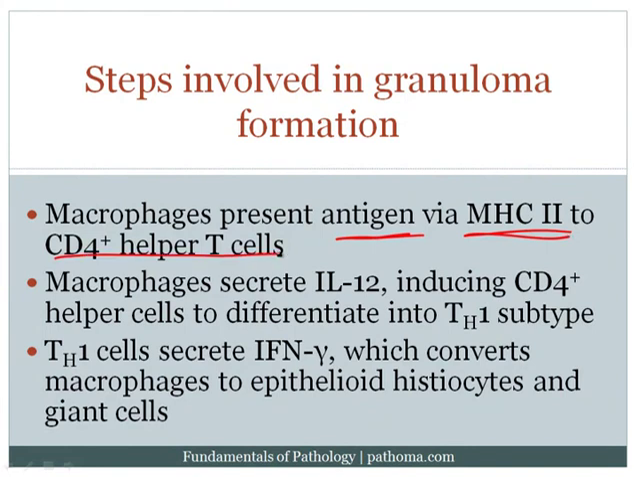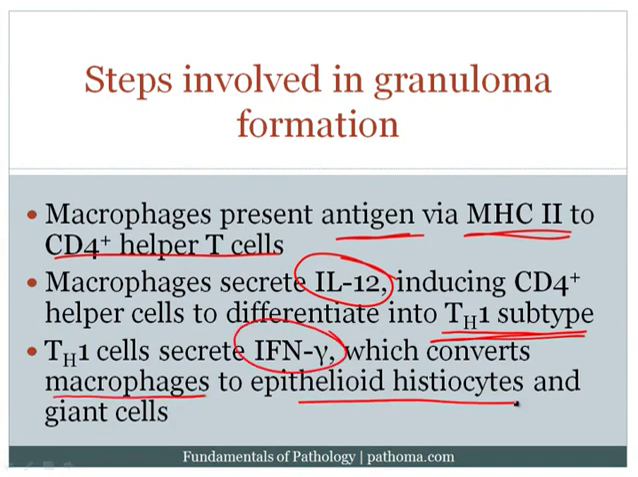When that interaction occurs, the macrophages then secrete IL-12, that's high yield, IL-12. IL-12 induces the CD4 positive T cells into the Th1 subtype. This Th1 subtype cells then secrete interferon gamma, and that's what converts the macrophages to epithelioid histiocytes.